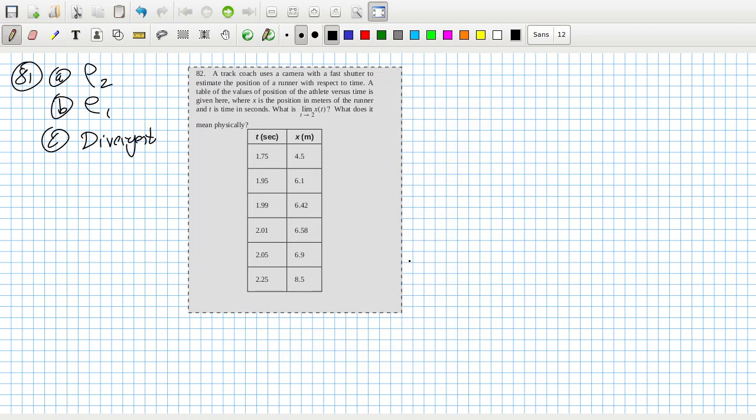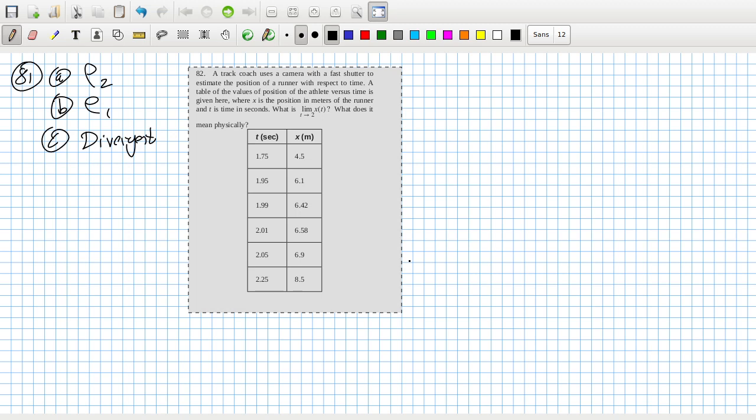A track coach uses a camera with a fast shutter to estimate the position of a runner with respect to time. A table of the values of positions of the athlete versus time is given here, where x is the position in meters of the runner and t is the time. What is the limit as t tends to 2 of x(t)? What does it mean?